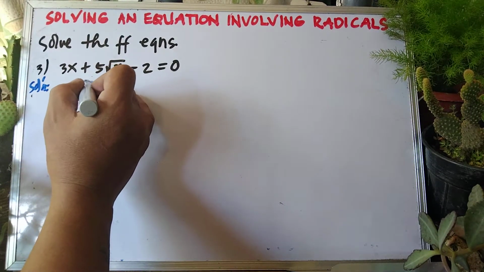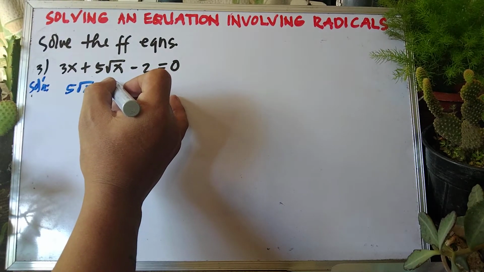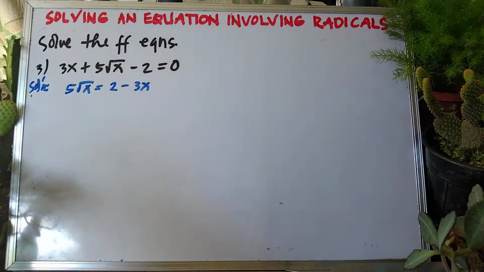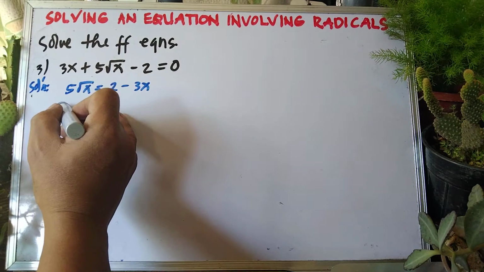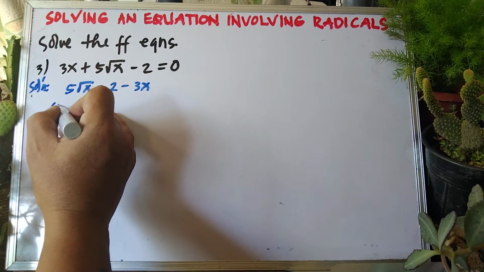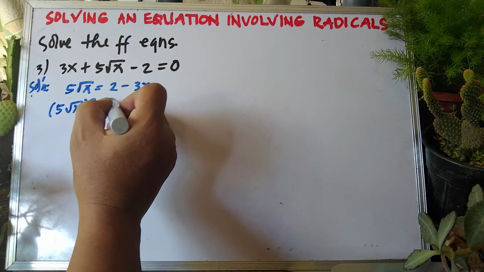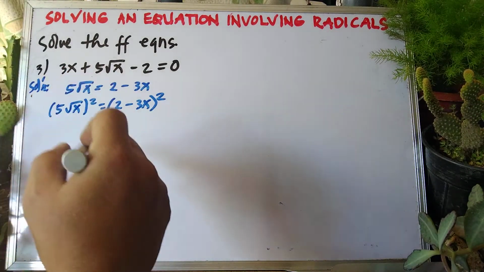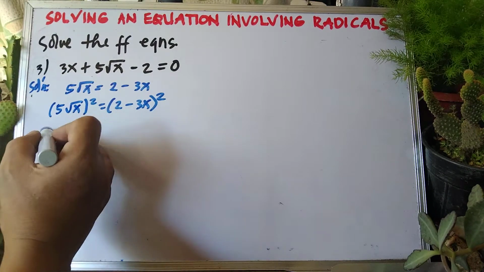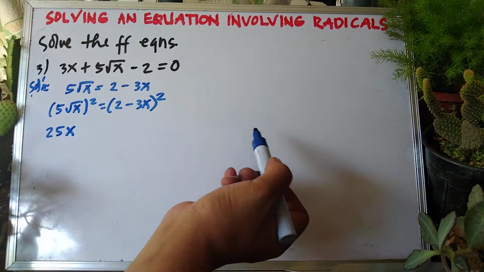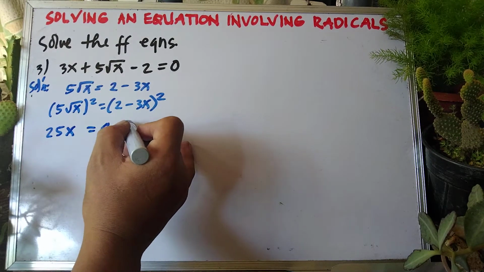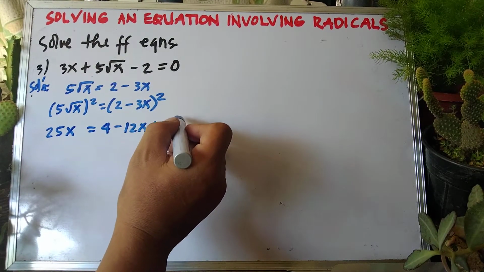You have 5 square root of x is equal to 2 minus 3x. Correct? Now, this is a square root, so we will raise both sides by square. So you have 5 square root of x raised to the second power is equal to 2 minus 3x raised to the second power. So, simplify further. What is 5 squared? That is 25. Then, you have 25x is equal to, expand, this is 4 minus 12x plus 9x squared.